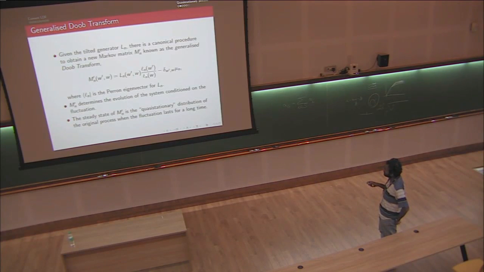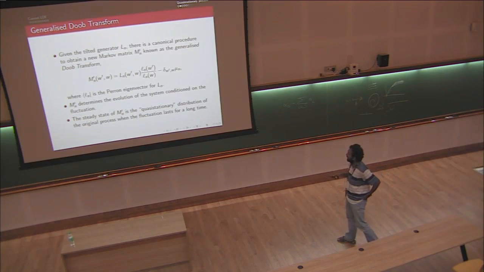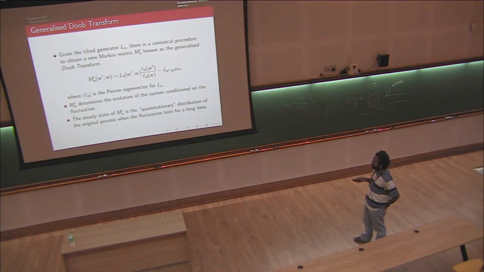You have this tilted generator. Ln is the left Perron eigenvector for this matrix. You multiply it, you do this business. This is guaranteed to be a new Markov matrix. And this determines the evolution of the system conditioned on this fluctuation. And the steady state of this is the quasi-stationary distribution of the original system.